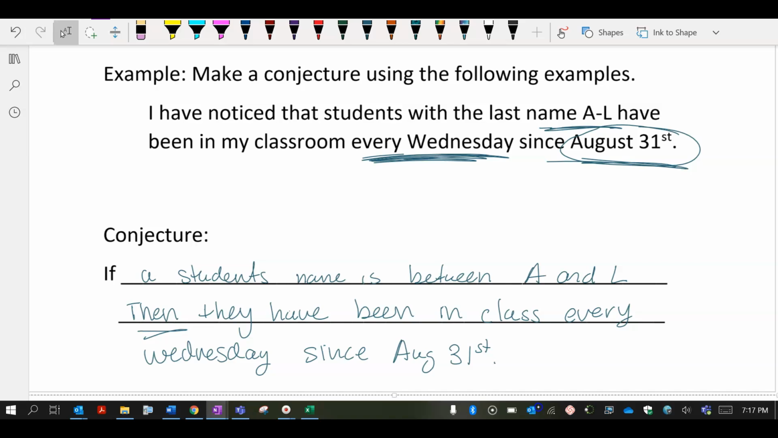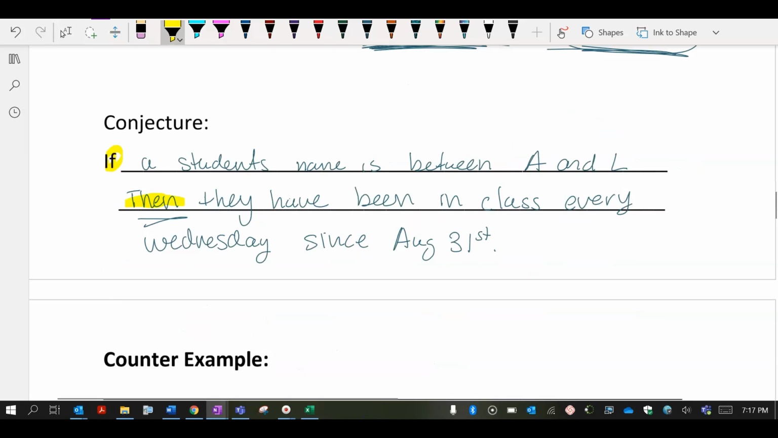Okay, so notice how we just took that statement and turned it into an if-then statement. It's just saying if the student's name is between A and L, then they have been coming to class every Wednesday since August 31st. Okay, so just getting that if-then statement.